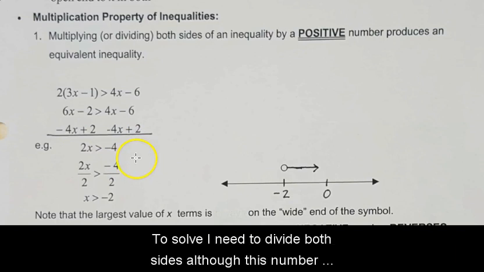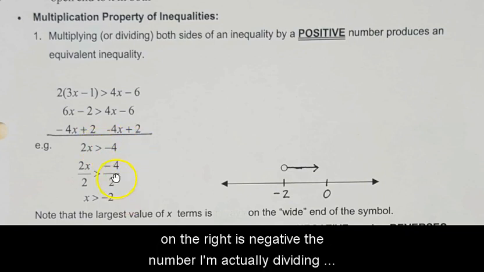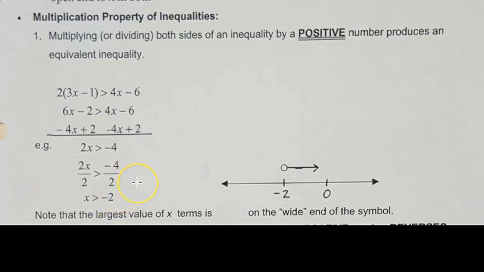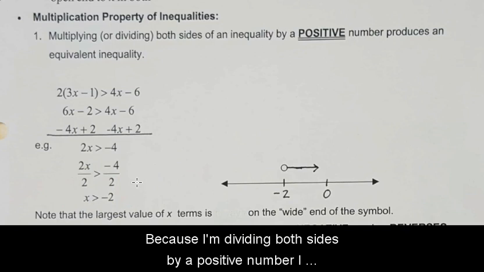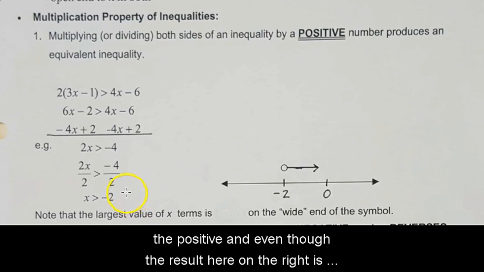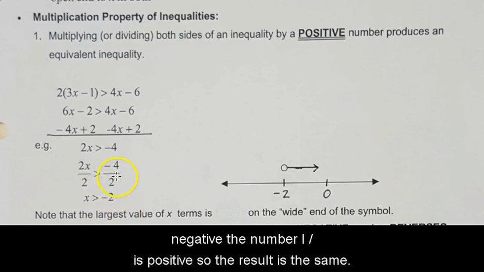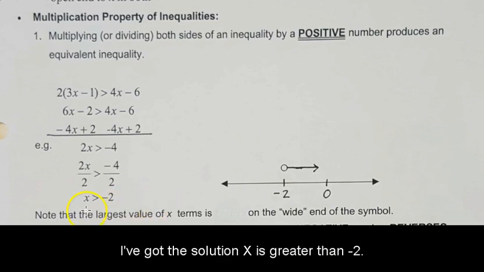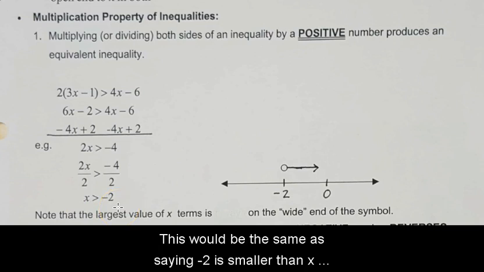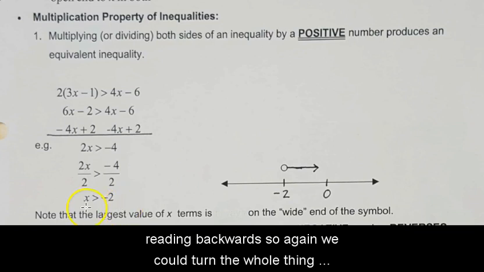To solve, I need to divide both sides. Although this number on the right is negative, the number I'm actually dividing by, you'll see here, is a positive 2. Because I'm dividing both sides by a positive number, I do not need to reverse the inequality. I simply divide by the positive, and even though the result here on the right is negative, the number I divided by is positive, so the result is the same. I have got the solution, x is greater than negative 2. This would be the same as saying negative 2 is smaller than x, reading backwards.